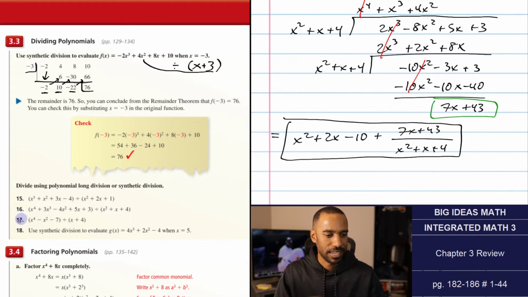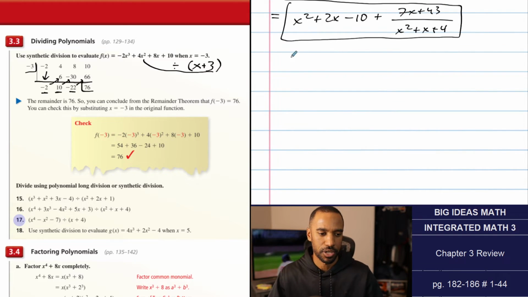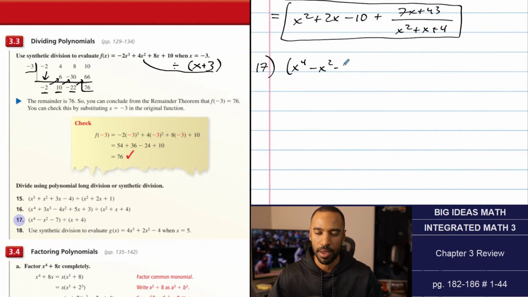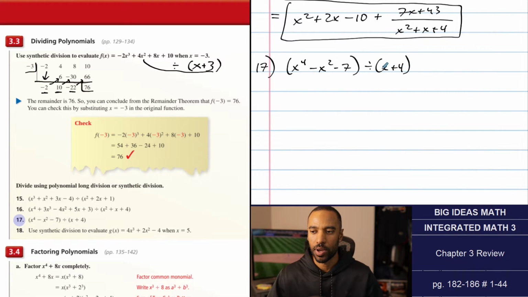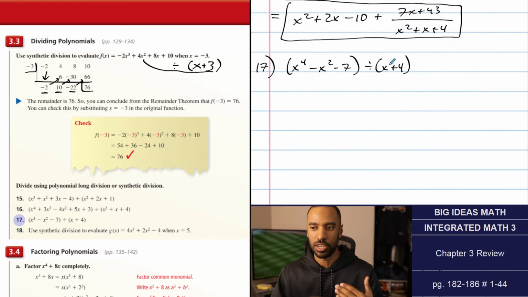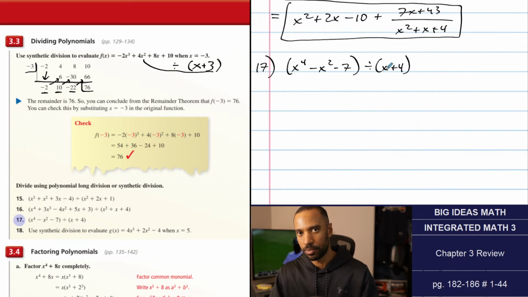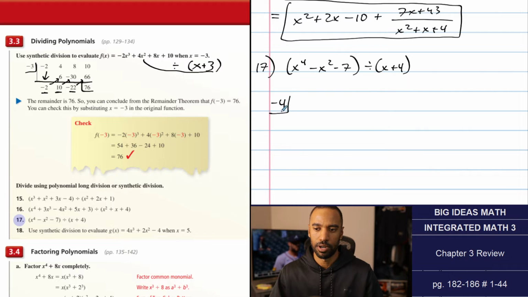Okay, number 17. This is one where you can use long or synthetic division. In this case, I will use synthetic any chance that I get. So we have x to the 4th minus x squared minus 7 all divided by x plus 4. Now, this one has a linear factor, therefore it is in use. If x plus 4 is the factor, then negative 4 is the root. So in synthetic division, I'll place negative 4 in the corner.